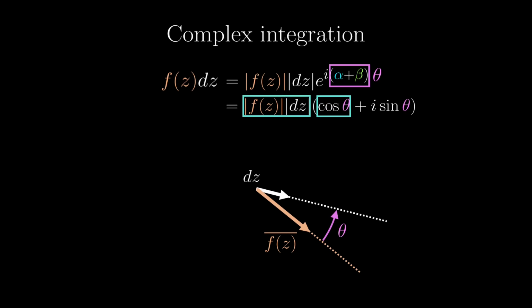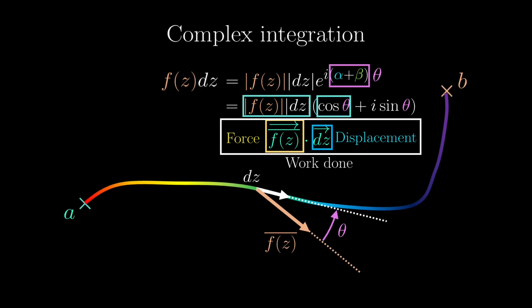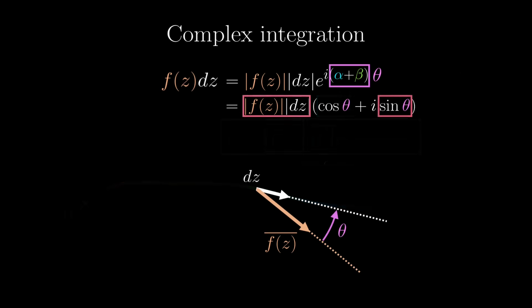Multiplying the magnitudes of two vectors and cosine of the angle between them, yes, that's the dot product of the two vectors. So if we think of f bar as the force and dz as the displacement, then this product is simply work done by the force over a small displacement. And so integrating over the contour means the total work done by the Pólya vector field on gamma. That's only the real part of the integral.